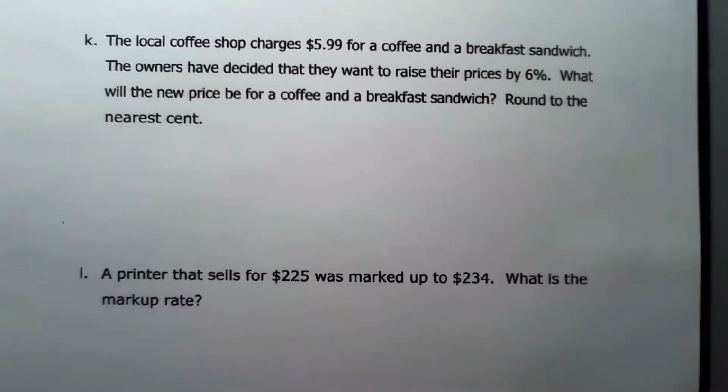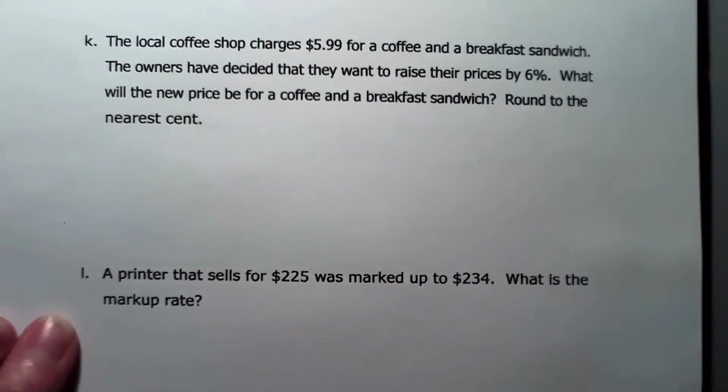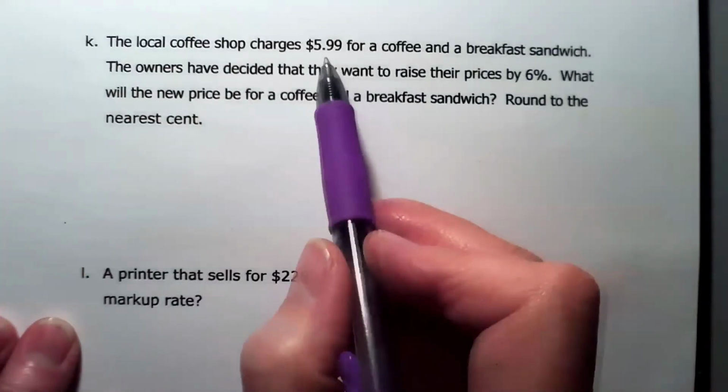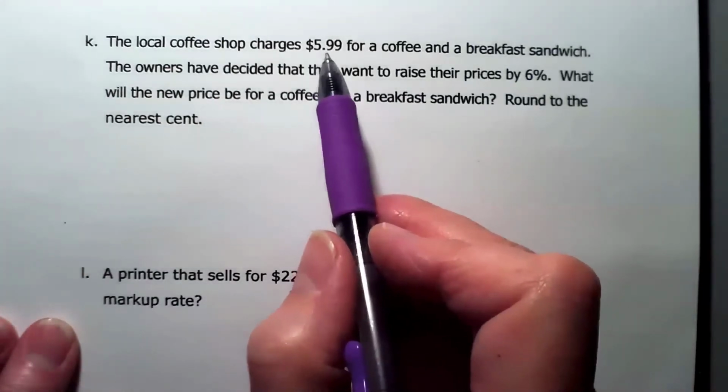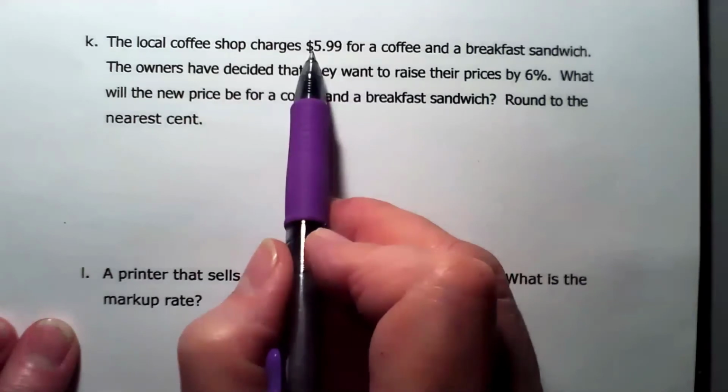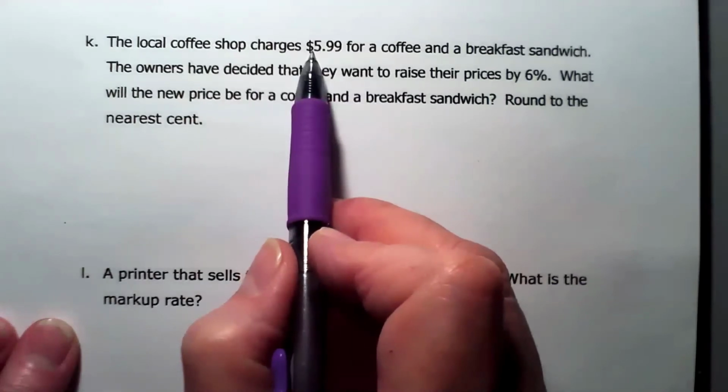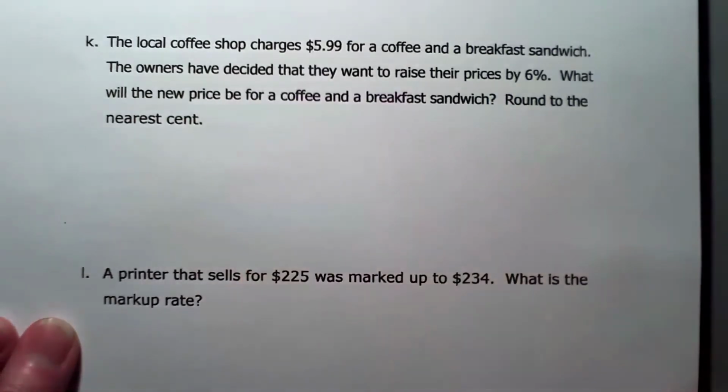Same thing can happen here. So the local coffee shop charges $5.99 for a coffee and a breakfast sandwich. The owners decided they want to raise their prices by 6%. What will the new price be for coffee and a breakfast sandwich, round to the nearest cent? So one way to do it is to figure what 6% of $5.99 is. That's how much they'll be raising it by, and then add that to the $5.99.